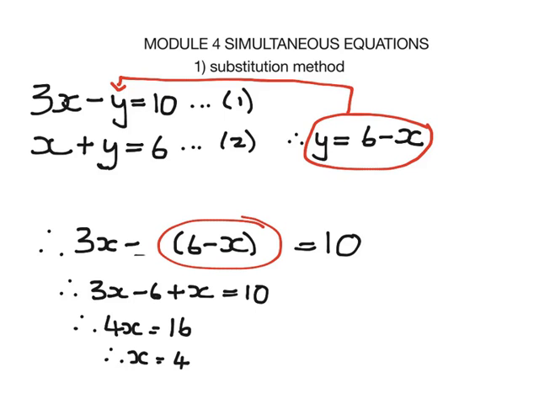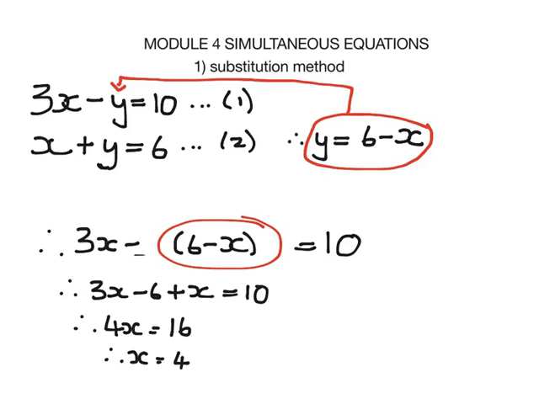Okay, so I have now found the x value that satisfies both of those equations. I'm not finished yet, Lundi. Why? What must I still find? I must still find the y value.